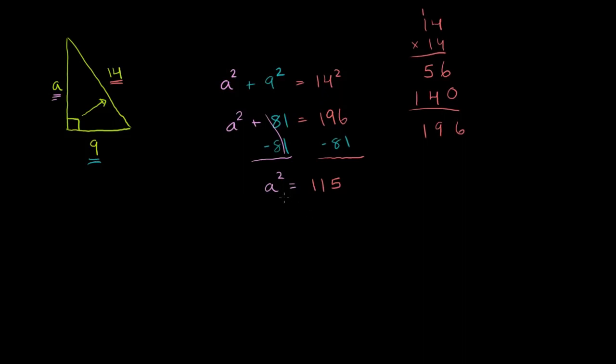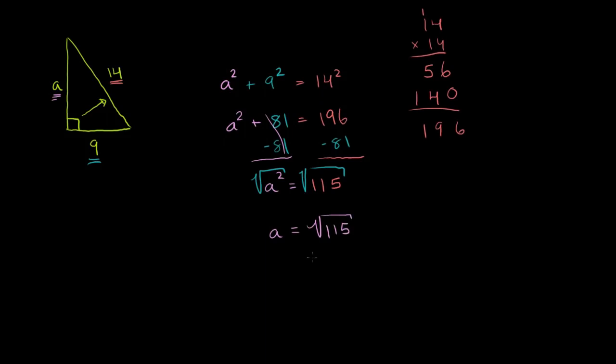And then to solve for a, we just take the square root of both sides, the principal square root, the positive square root of both sides of this equation. Because we're dealing with distances, you can't have a negative distance here. And we get a is equal to the square root of 115.